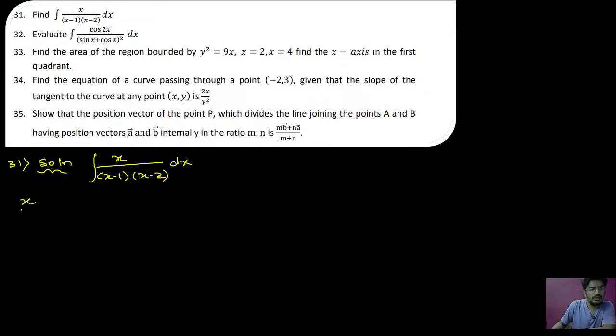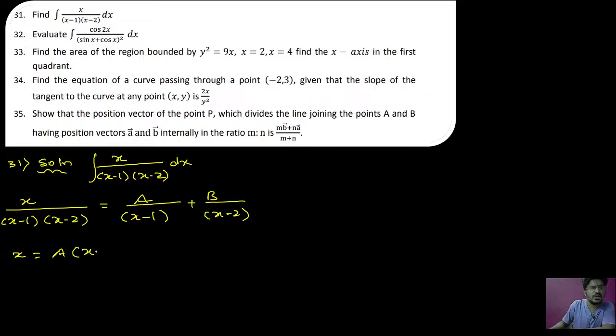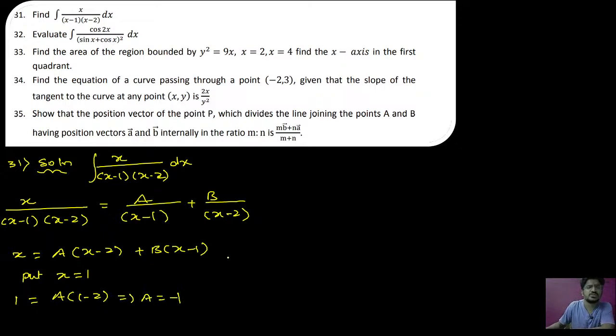Okay. So x divided by (x minus 1) into (x minus 2) will be equal to a divided by (x minus 1) plus b divided by (x minus 2). So if we take partial fractions, it will be x equal to a into (x minus 2) plus b into (x minus 1). Okay. So for finding a, make b as 0 by taking x equal to 1. So that will be 1 equal to a into (1 minus 2). Therefore, this implies a is equal to minus 1.